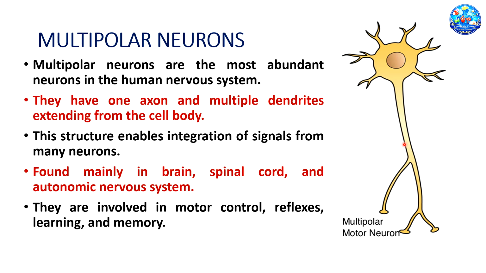Multipolar neurons are predominantly found in the central nervous system, that is the brain and spinal cord, as well as in the autonomic nervous system. They play a very important role in motor control, reflex actions, and high cognitive functions such as learning and memory.